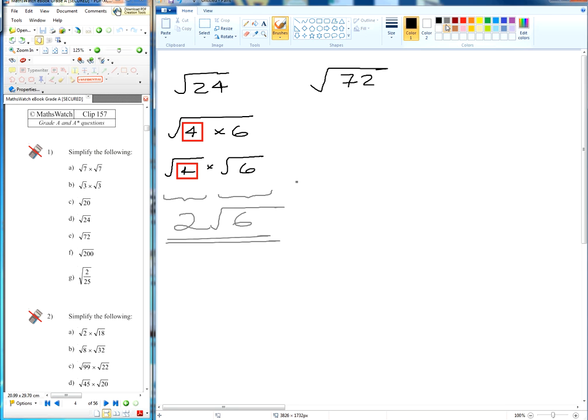Okay, root 72. Now, we're looking for square numbers within root 72, and the one that comes to mind is 36, the biggest one. And 36 times by 2. Always put the square number one at the front when we split it. Now, so root 36.